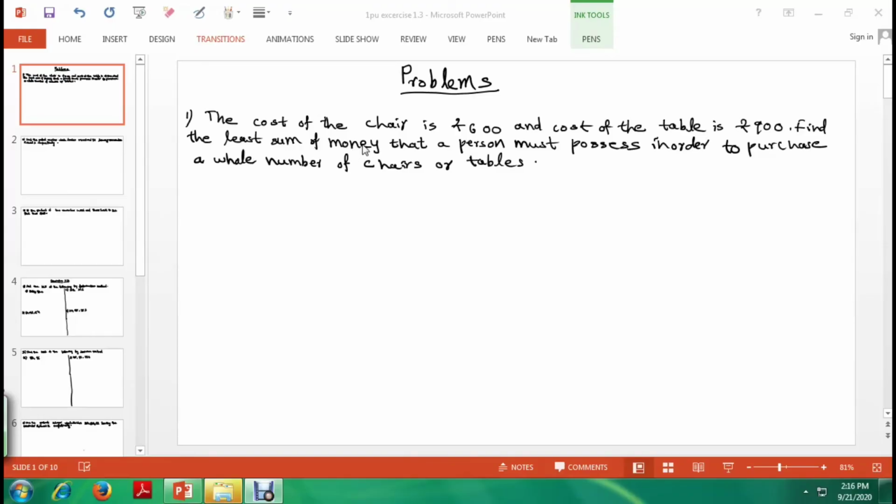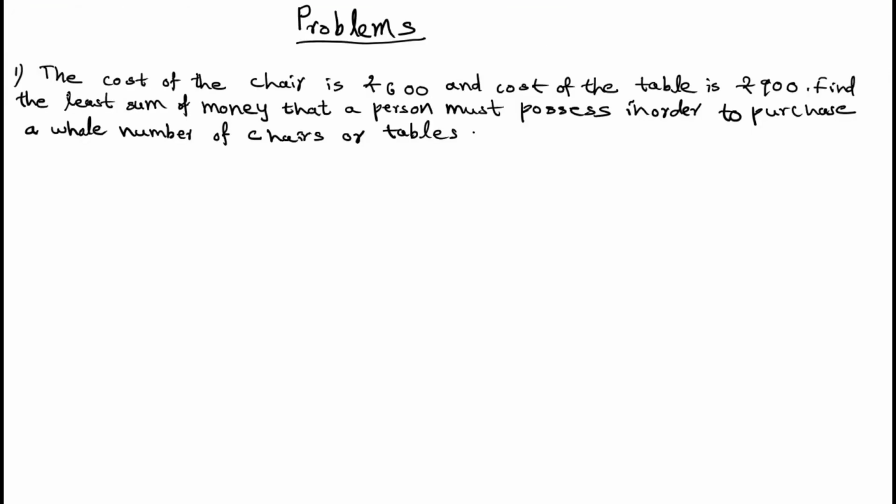Good morning students. In this session I will solve some important questions that are related to LCM and HCF. See the first question. The cost of the chair is rupees 600 and the cost of the table is rupees 900. Find the least sum of money that a person must possess in order to purchase a whole number of the chairs or tables.